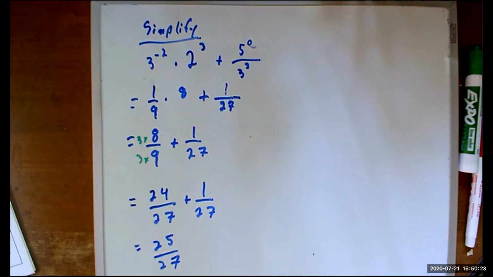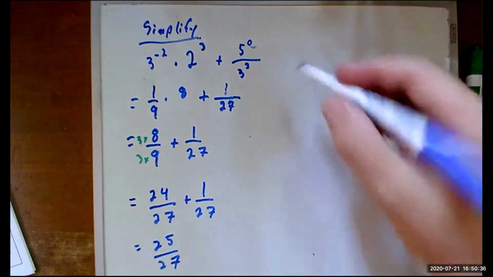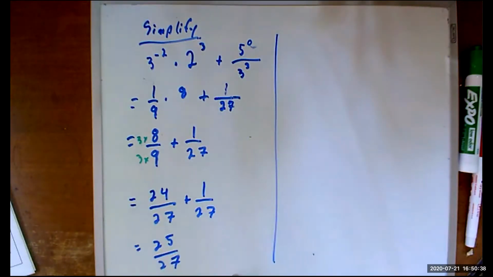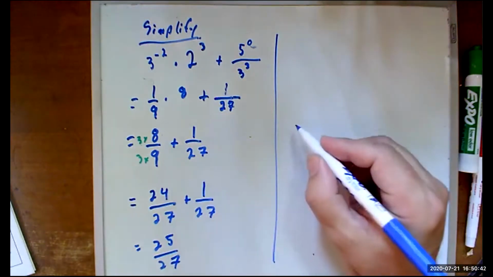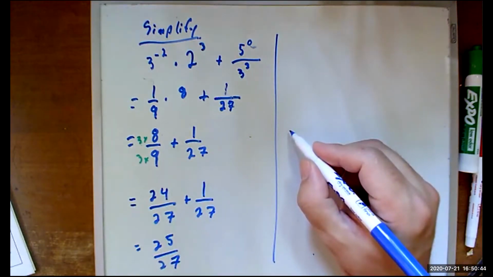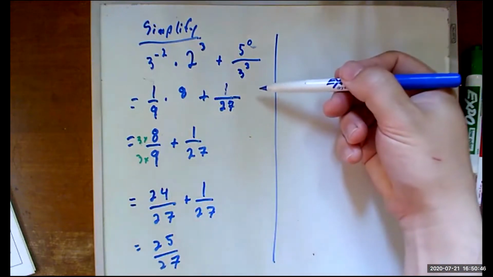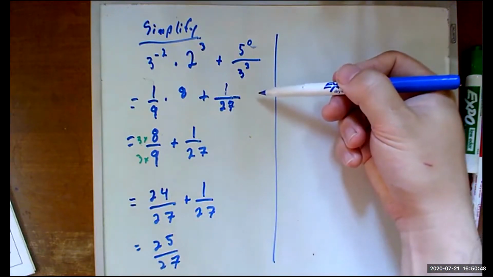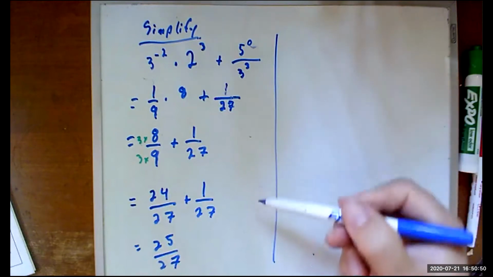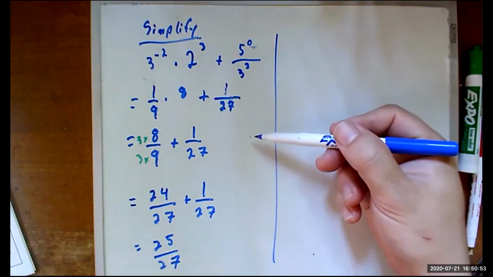Why not write 8 times 27 plus 1 times 9 over 1 times 27? I'm not sure I understand. Let me just write out what I think you're asking here, Lauren. So you're talking about... Oh, you were talking about up here? Oh, at this stage here.